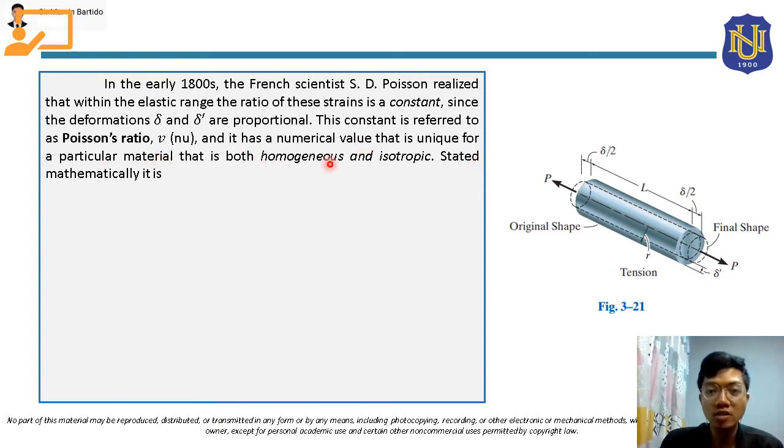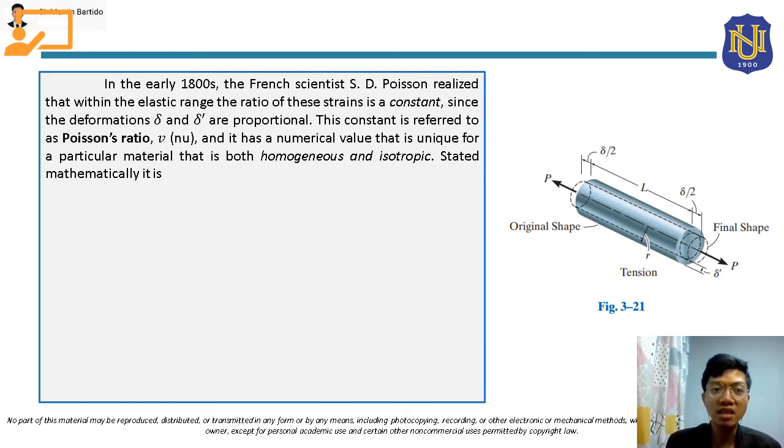It has a numerical value that is unique for a particular material that is both homogeneous and isotropic. Homogeneous materials exhibit the same elastic properties at any point in a given direction, while isotropic materials exhibit the same elastic properties in any direction at a given point. To put it simply, on a larger scale, homogeneous and isotropic means that a material has a uniform composition.